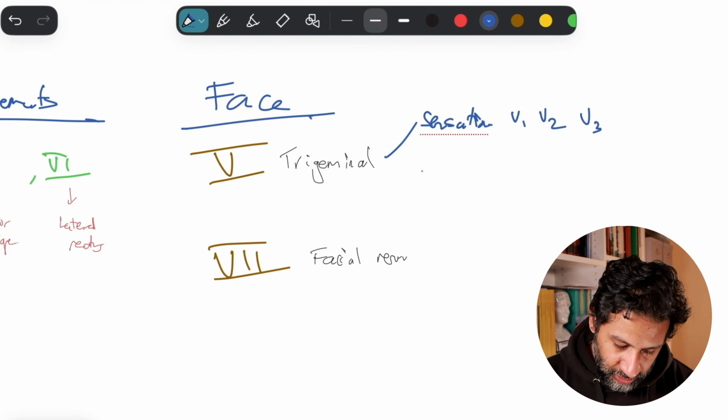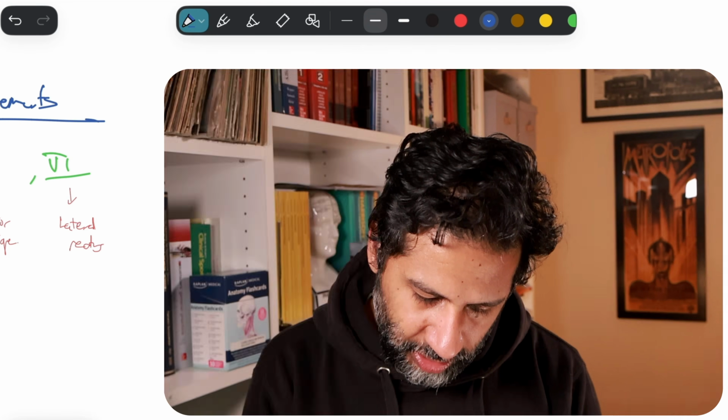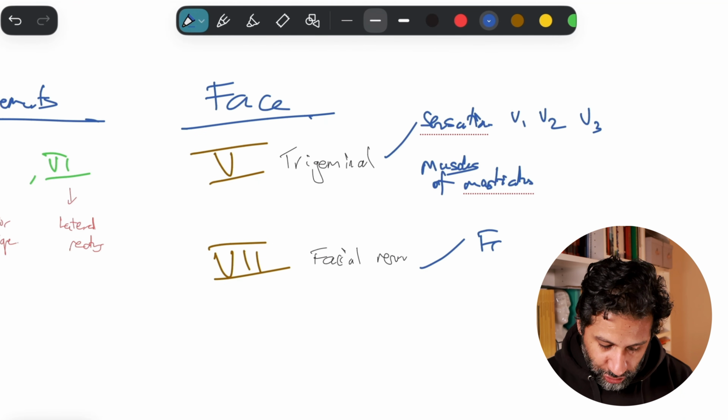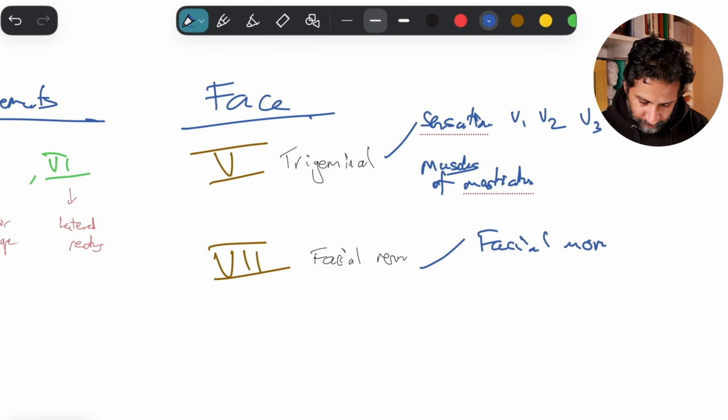And it also does muscles of mastication. And so that essentially means chewing. So it does your masseters, it does your temporalis, and it does your pterygoids. And so these are muscles to chew and to eat. They're not facial expression. Whereas your facial nerve does facial movement and expression.